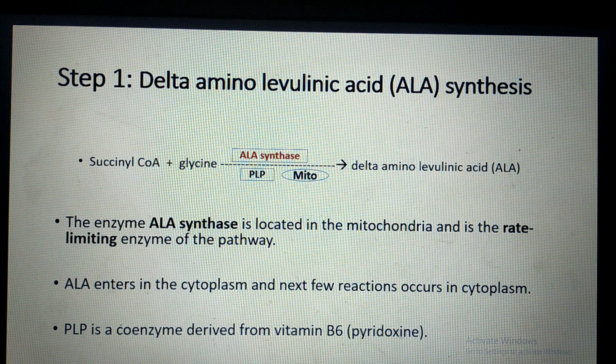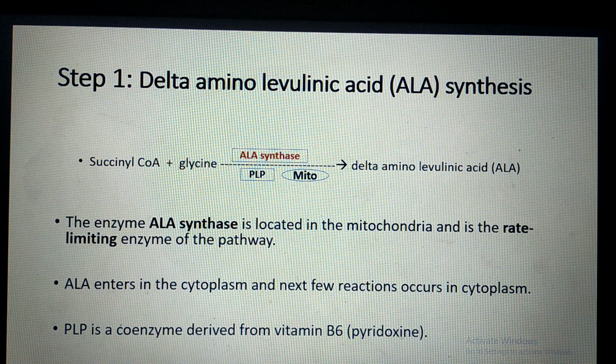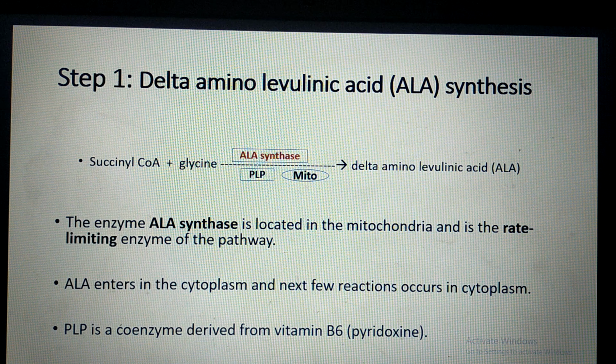This step is catalyzed by an enzyme called delta aminolevulinic acid synthase, or ALA synthase. This enzyme requires a coenzyme called pyridoxal phosphate. This step is the rate limiting step of the heme synthesis pathway, and ALA synthase is the rate limiting enzyme of this pathway. The coenzyme is pyridoxal phosphate, which is synthesized in our body from a vitamin called vitamin B6 or pyridoxine.